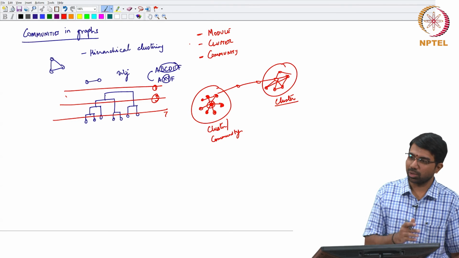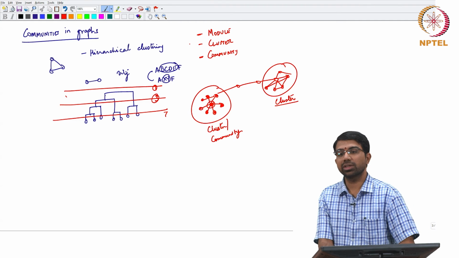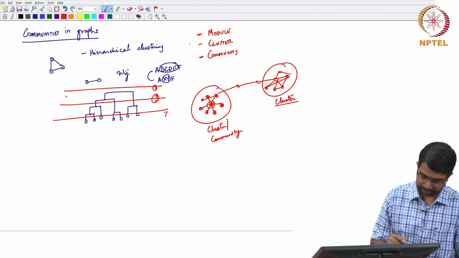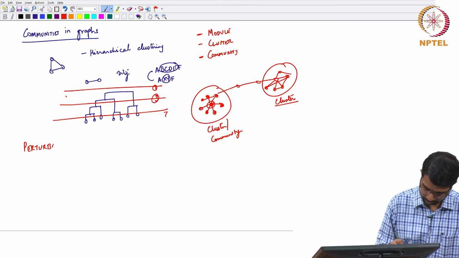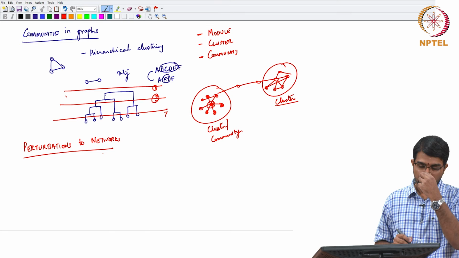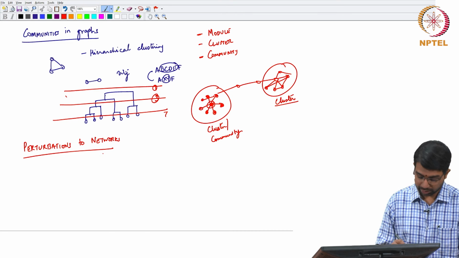Modularity. So, this is modularity. Modularity, community detection is the same thing. Perturbations, right. So, how do you quantify perturbations to any network? Right. And I think you should try to study all of these things. How do you study perturbation?